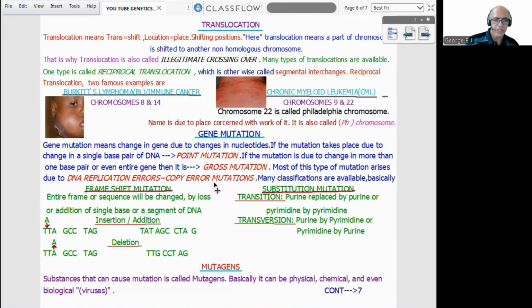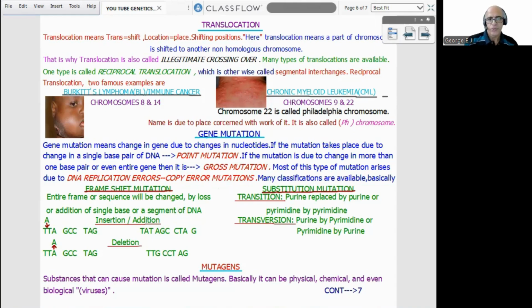Now comes gene mutation. Gene mutation means changes in a gene due to a change in nucleotide. If the mutation takes place due to a change in a single base pair of DNA, it is called point mutation, important. If the mutation is due to a change in more than one base pair or even the entire gene, then it is called gross mutation. Most of this type of mutation arises due to DNA replication errors, otherwise called copy error mutation. Here also many classifications are available.